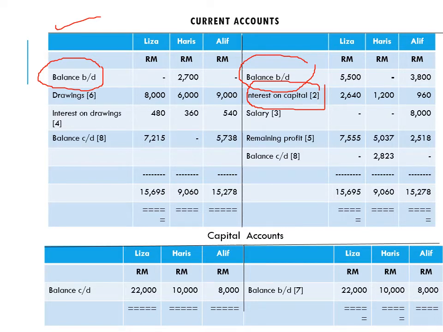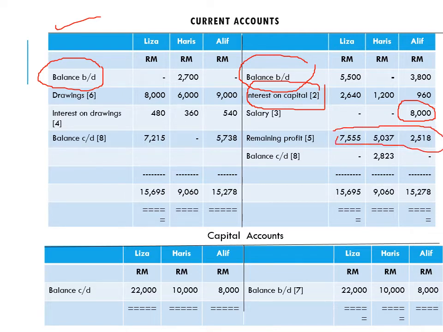And then salary, Alif received 8,000 salary. So this is an income to Alif. Therefore, it's on the credit side. And then the profits are shared among the 3 partners. If it's a profit from the partner's perspective, this is going to be their income. Therefore, it's on the credit side.